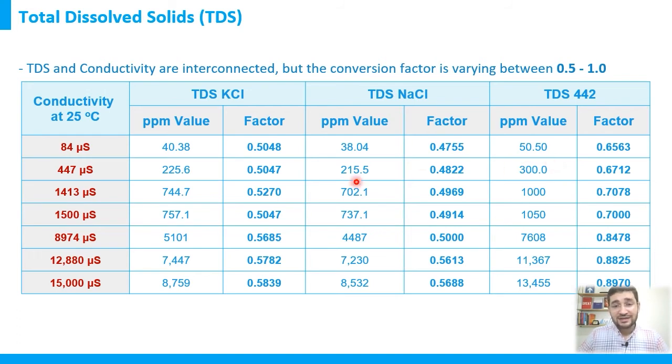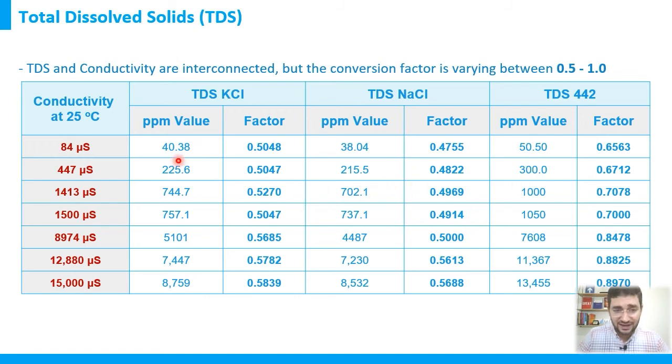And just look at the conversion factors. Here in the case of KCl, it's only 0.5048, but in the case of NaCl, it's lower than that, 0.4755. But in the case of 442, it's higher, 0.6563. So you can see for the same sample, if we change the measurement option, all salts representation, we can have 3 different values of TDS.